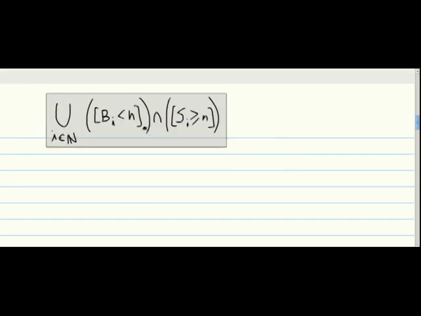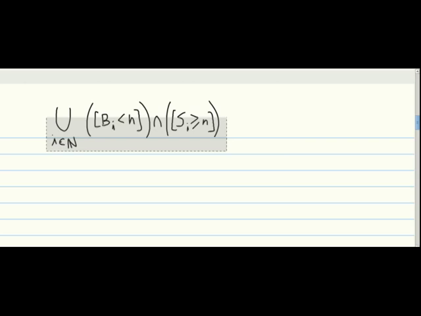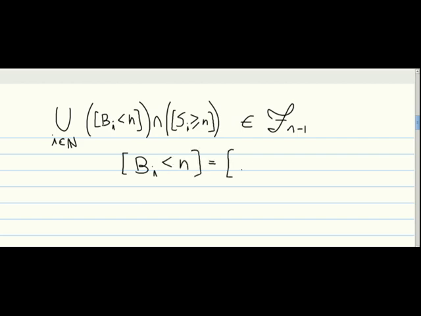This is what we want to show is a stopping time, is in Fn minus 1. Okay, so by hypothesis, Bi is a stopping time. So Bi smaller than n is exactly Bi smaller or equal than n minus 1, because these are integer valued random variables. And this, by the fact that Bi is a stopping time, is in Fn minus 1. Great.